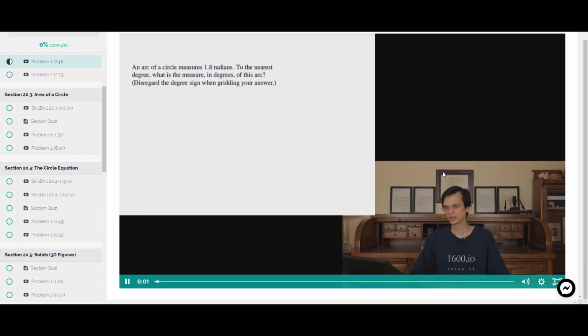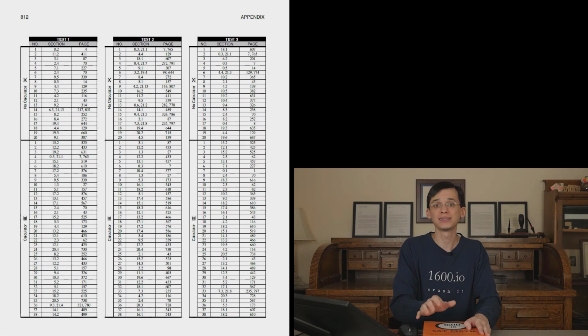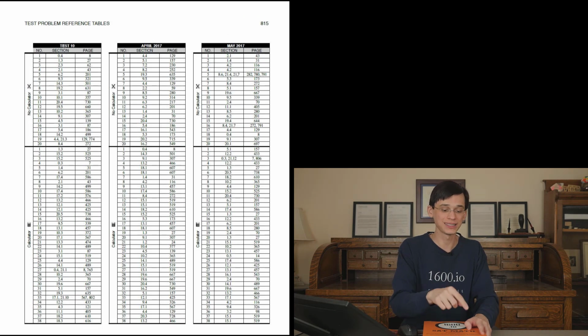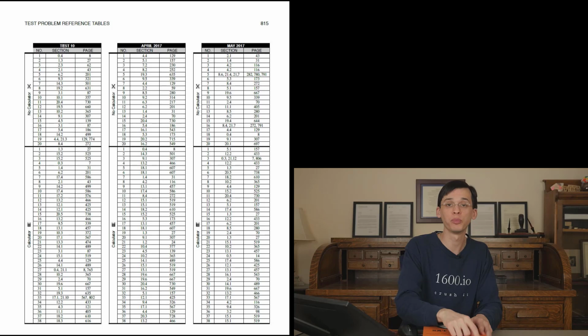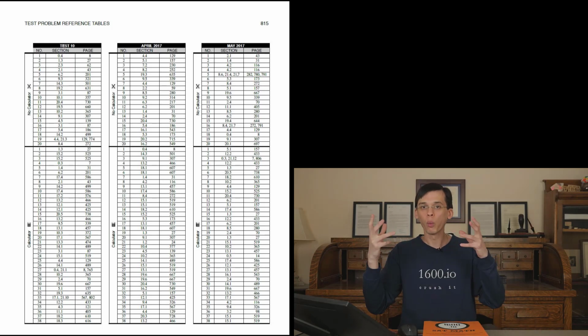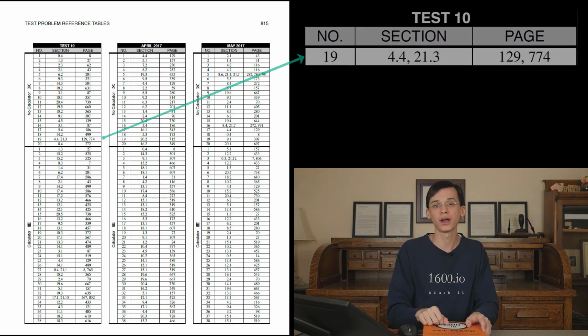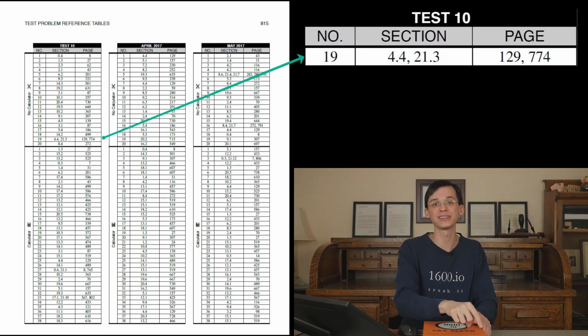We also have a cool appendix in the back of this book that links every single real SAT math problem, all 1,276 of them across 22 released practice tests, to the exact page and section in the book. So if you want to know what topic question 19 no calc of test 10 covers, we got you covered. We'll send you right to the page and the lesson that you need to go to in order to learn that topic.